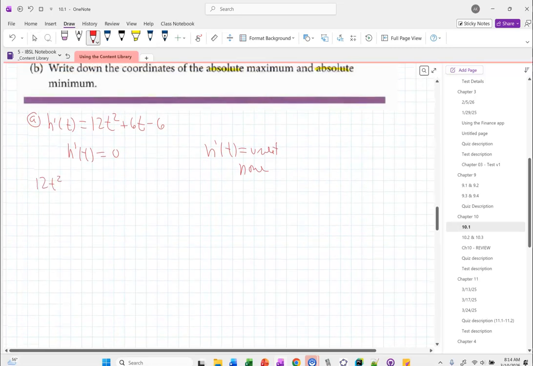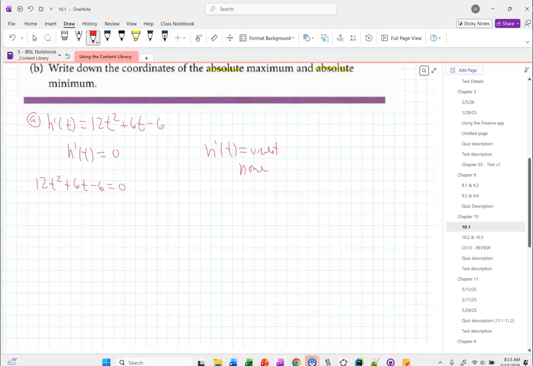All right. So setting it equal to 0. I noticed something right away that would make the solving a little bit easier. Does anybody else see it?